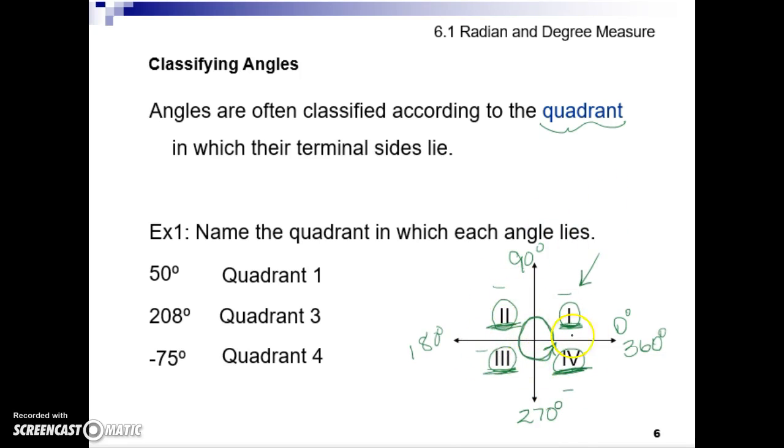The quadrants are important to us because of the different behavior of the signs, the positive and negative signs on our x and y coordinates. That's a big deal for us in trigonometry to figure out which quadrant we're in. So 50 degrees, which we know is between 0 and 90, is definitely in quadrant 1. 208 degrees, which is between 180 degrees and 270, is in quadrant 3, and negative 75 degrees right here is going to be in quadrant 4, right?